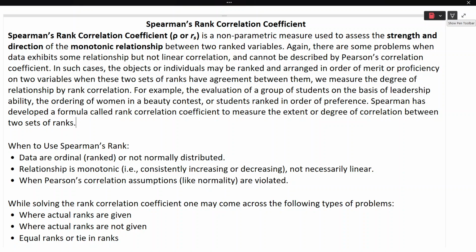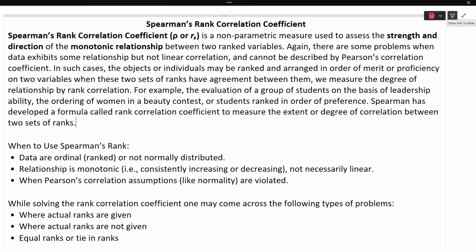Here we will be looking at another method for finding the correlation coefficient, that's the Spearman's rank correlation coefficient. The Spearman's rank correlation coefficient is a non-parametric measure used to assess the strength and direction of the monotonic relationship between two ranked variables. Again, there are some problems when data exhibits some relationship but not linear correlation and cannot be described by Pearson's correlation coefficient.